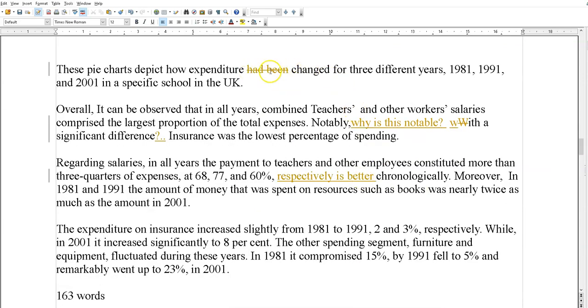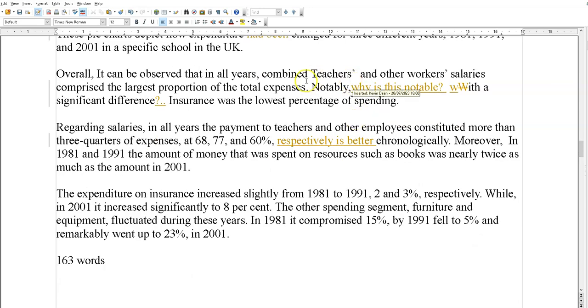Now, this passive construction, past perfect, had been changed. Had been changed by whom? Simply, the simple past. Expenditure changed in 3 different years. And again, notably, they keep using this. Why is it notable? And what does it actually mean? With a significant difference? What, you mean that was the biggest, that was the lowest? So that's kind of strange, that doesn't work. Chronologically, over time, you mean respectively.